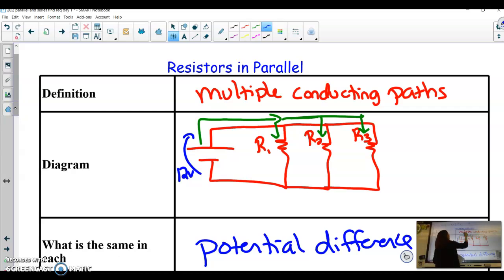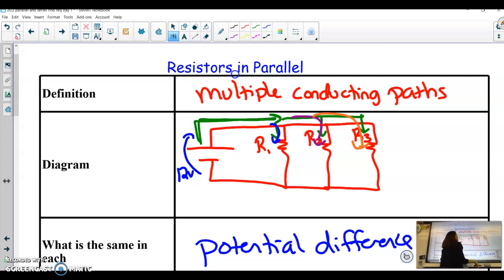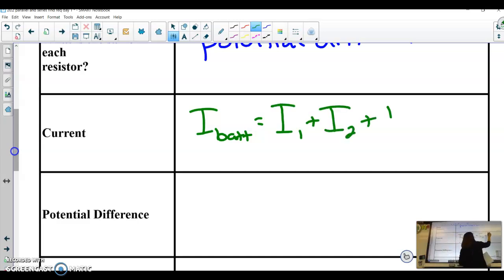So what do we know about the current? Well, I know that, again, the current coming out of the battery is going to split up. And some's going to go this way, and some's going to go this way, and some is going to go this way. So the blue and the purple and the orange together have to add up to that green amount that I started with, because the green splits. Some goes here, some goes here, some goes here. But once it comes back together again, it's all got to loop around and come back through the battery. So what that means is that the current in the battery is equal to the current in each branch added together.